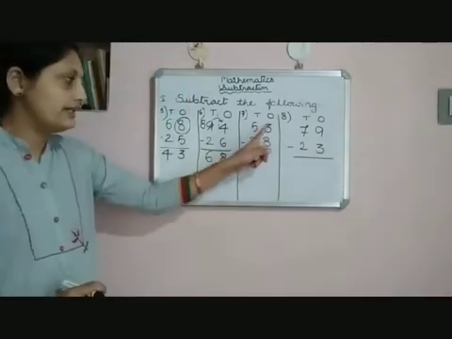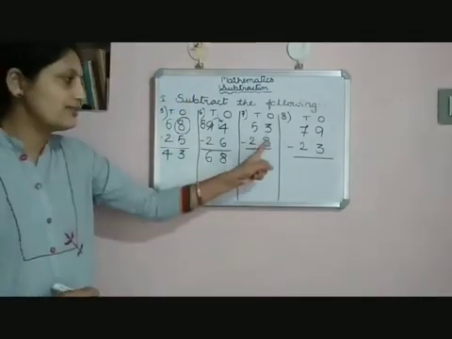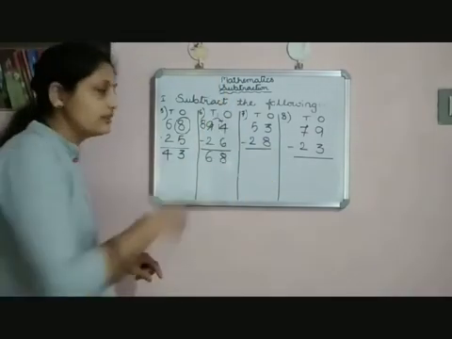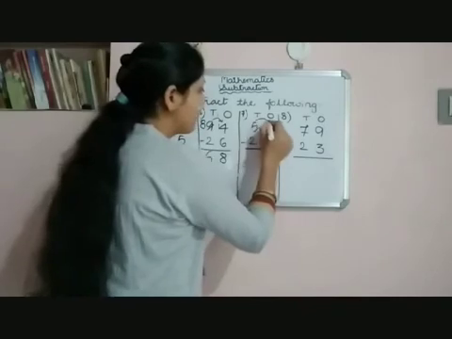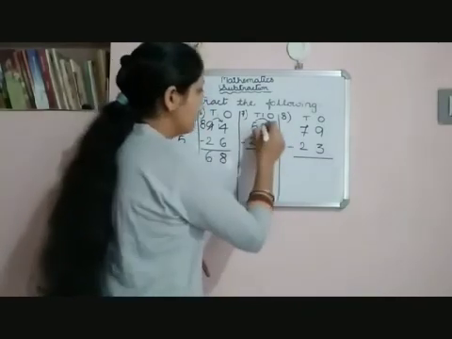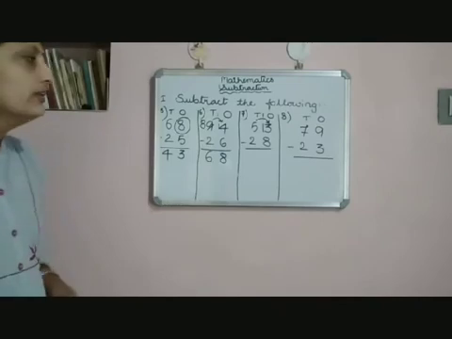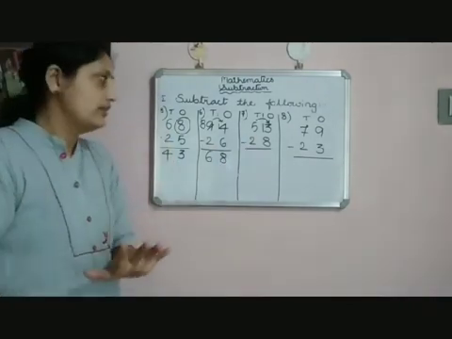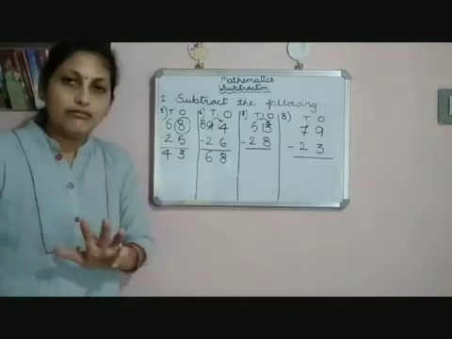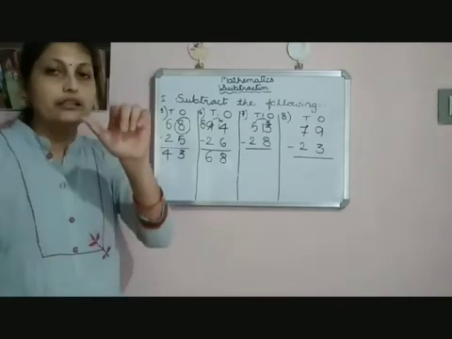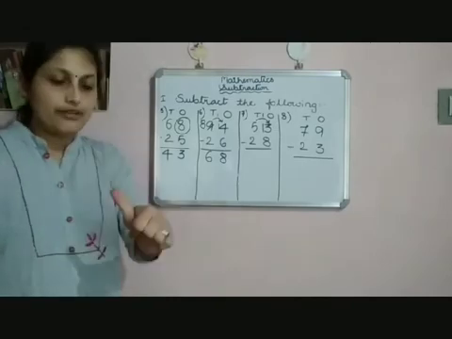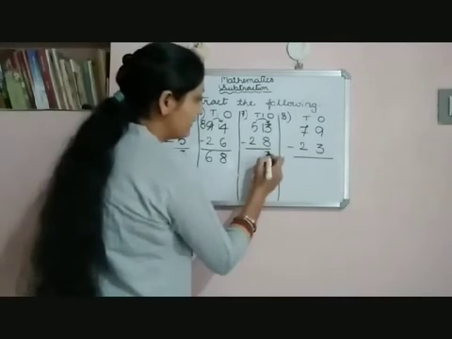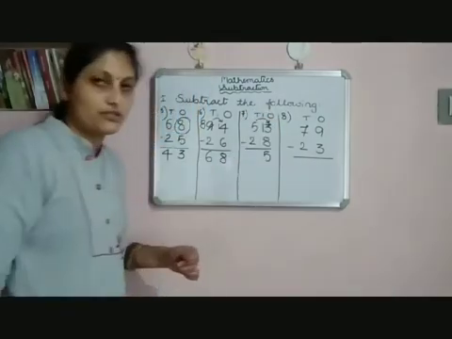3 minus 8 is there in the ones column. So 3 is smaller than 8. So you cannot remove 8 ones from 3 ones. Take borrow from the tens column. You are taking 1. So 13 it is. Okay. 13 minus 8. 13 in your mind, 8 in your hand. 13 before, 12, 11, 10, 9, 8, 7, 6, 5. 13 minus 8 is 5. Write it in the ones column.